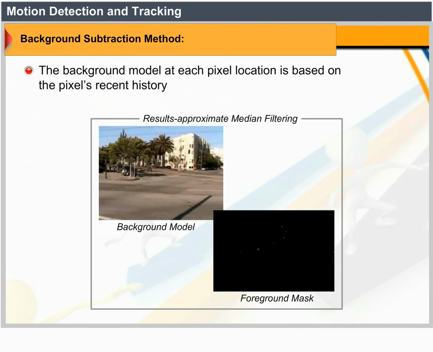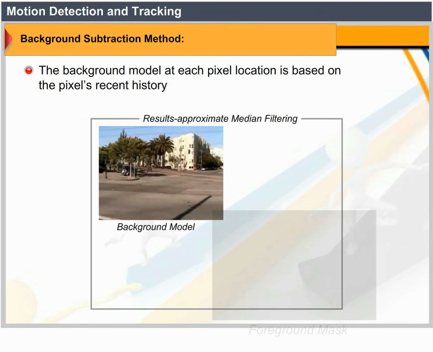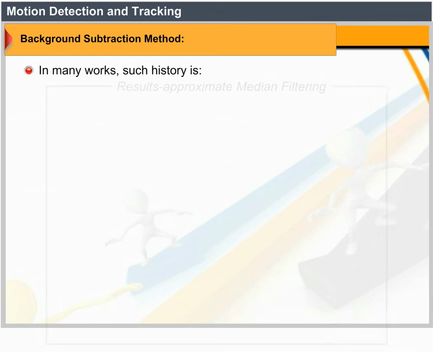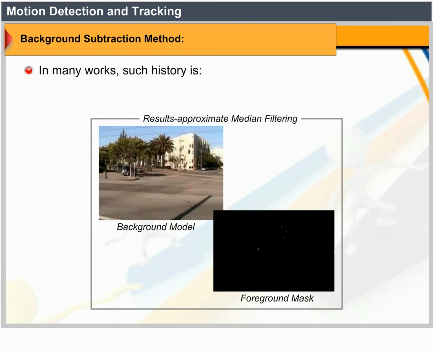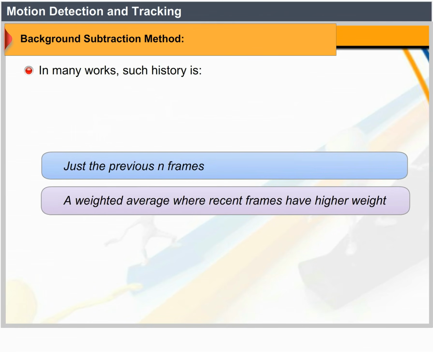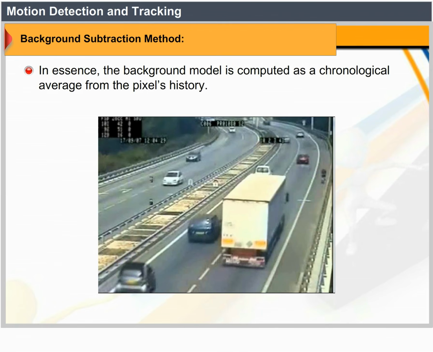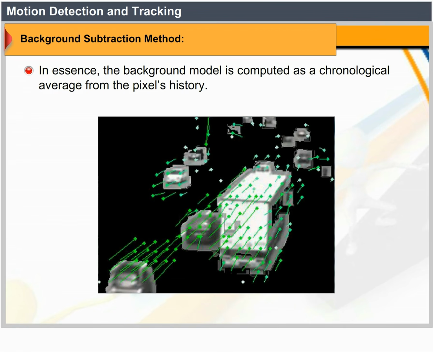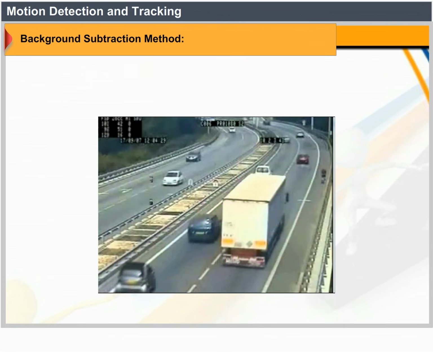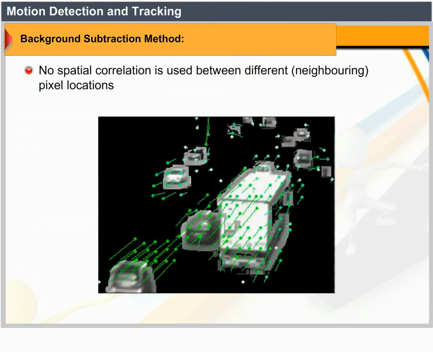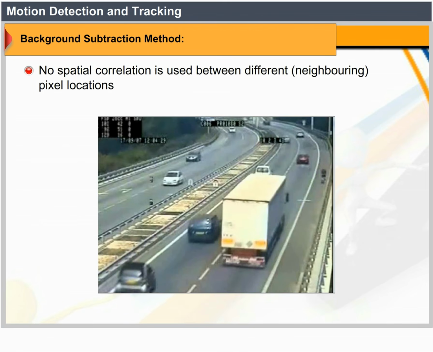The background model at each pixel location is based on the pixel's recent history. In many works, such history is just the previous n frames, or a weighted average where recent frames have higher weight. In essence, the background model is computed as a chronological average from the pixel's history. No spatial correlation is used between different neighboring pixel locations.